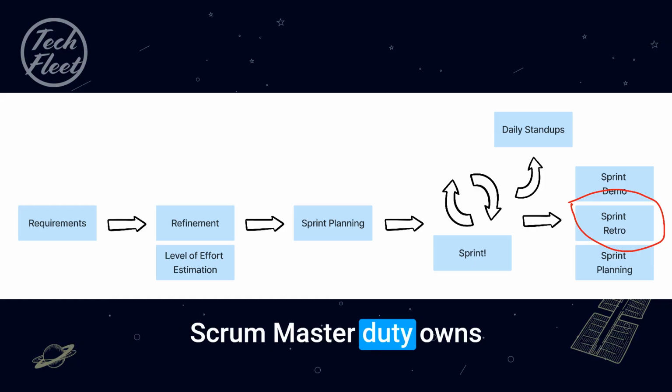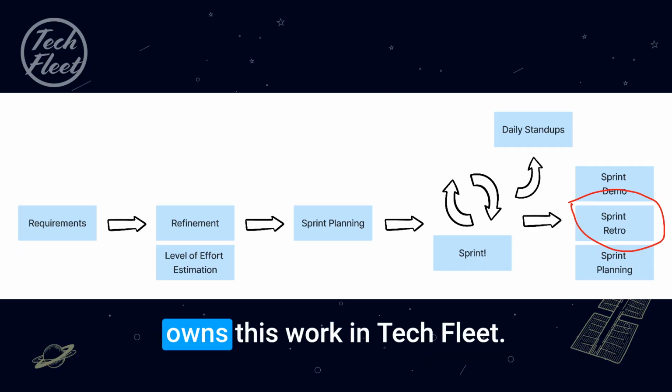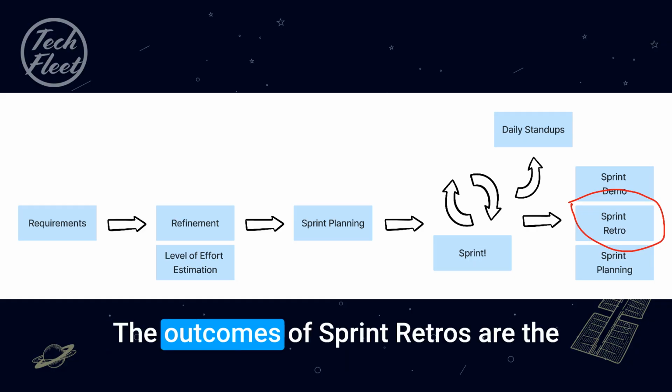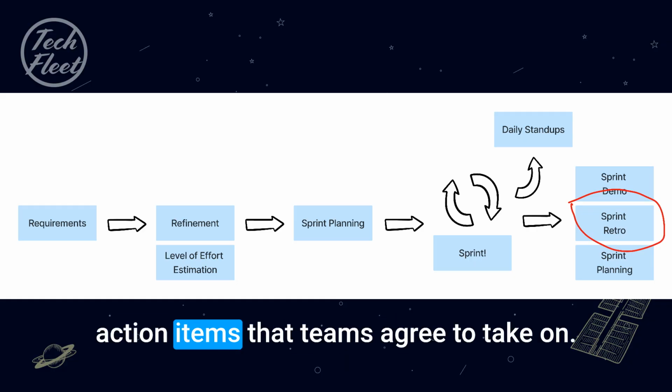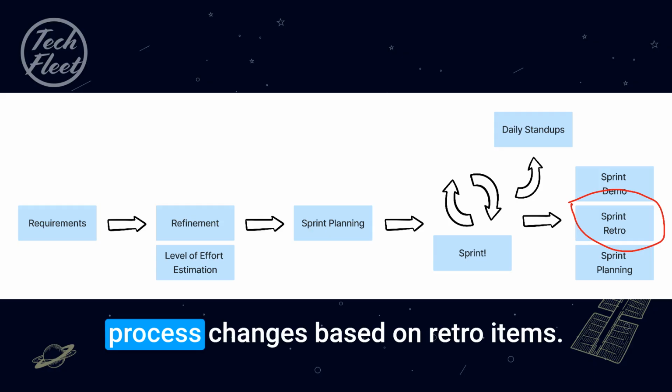Scrum Master duty owns this in the Scrum method. The product strategy function owns this work in Tech Fleet. This meeting should happen during each sprint increment. The outcomes of sprint retros are the action items that teams agree to take on. Teams also need to update working agreements and document their process changes based on retro items.